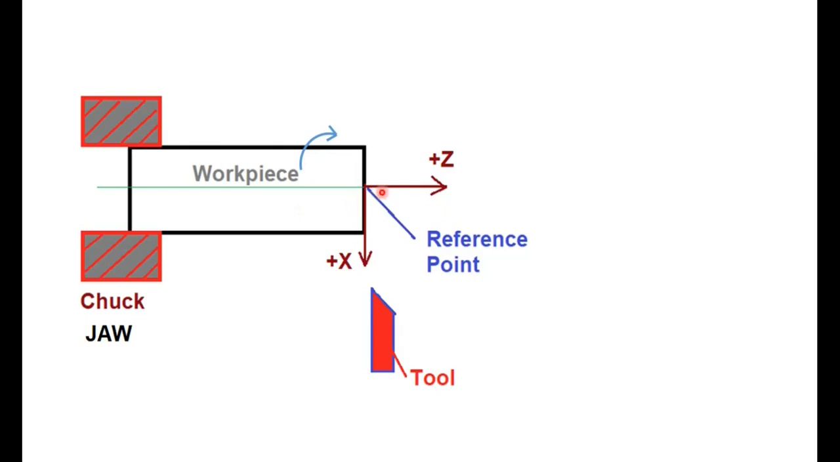Now we have to first define the reference point. Whatever the face is there will be defined as the reference point, and the center of the workpiece is defined as 0, 0. Anything moving towards the right side is considered Z plus. Anything moving in this downward direction is considered plus X. Opposite to that is minus X, and opposite to the right side, that is the left side, is minus Z.